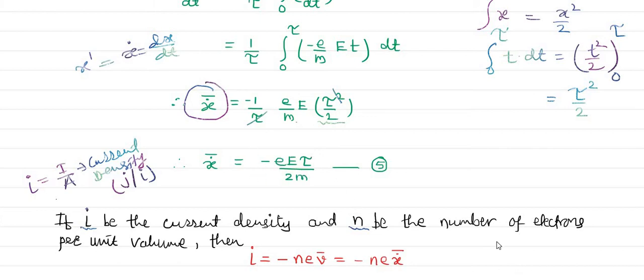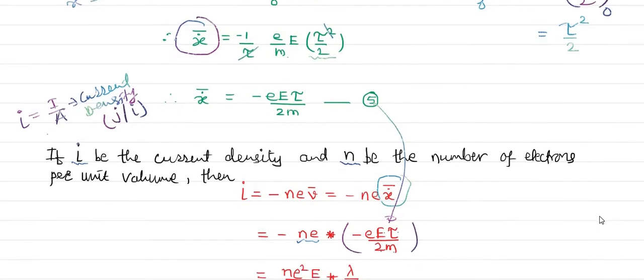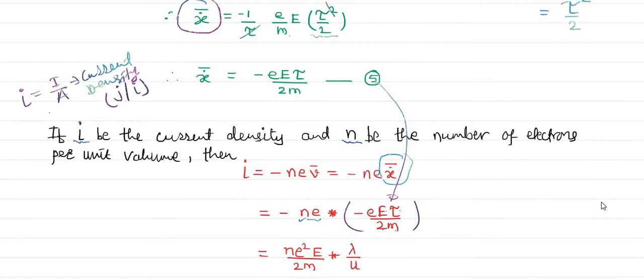Okay, so what we have to do here, you might have got the idea. Take the value of x dot bar from equation 5 and substitute it here in the current density. So minus n e as it is, and the value of x dot bar we have to take from equation 5. After substituting that value, we get minus small e, the electronic charge, into capital E, the electric field, tau, the mean time, and 2 divided by m, where small m is the mass of the electron. So what will get cancelled? Firstly, negative negative becomes positive. So it becomes n e square, capital E electric field as it is, tau, and in the denominator twice m as it is.